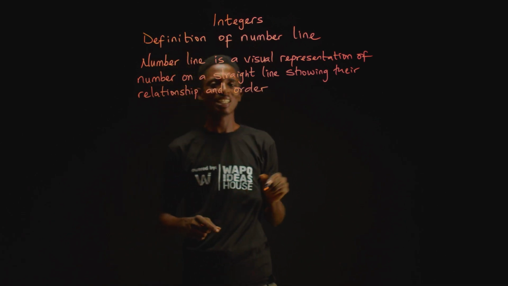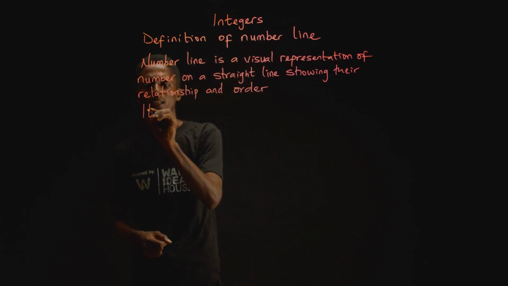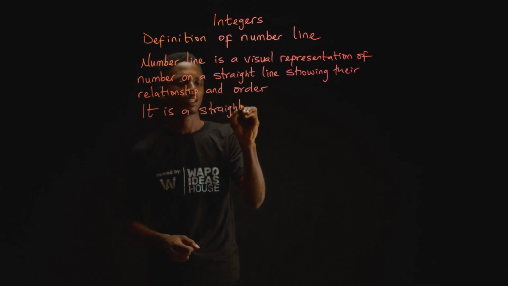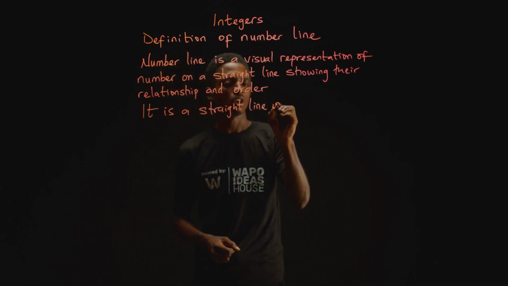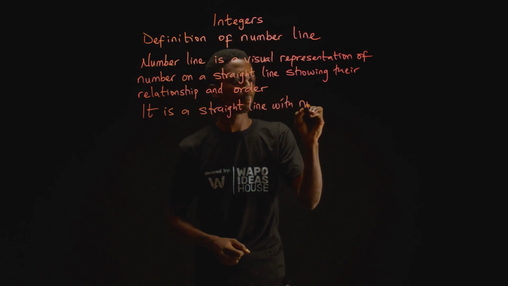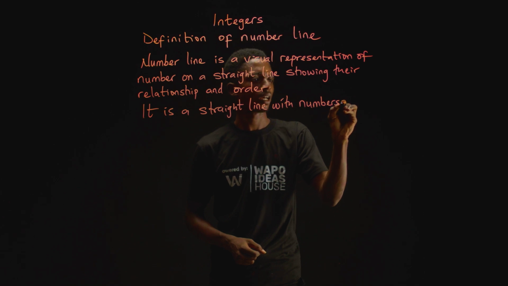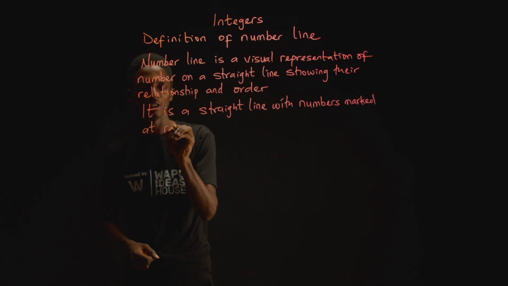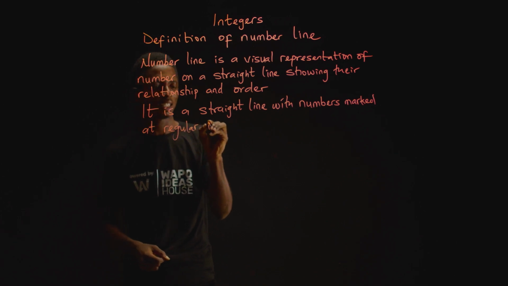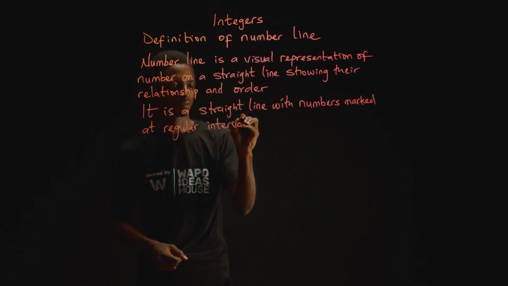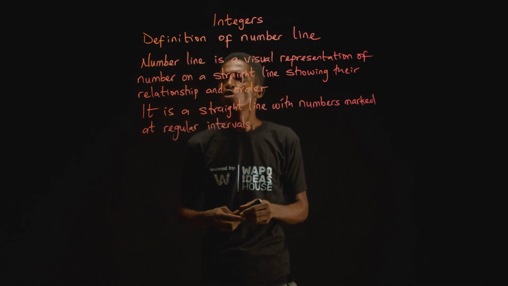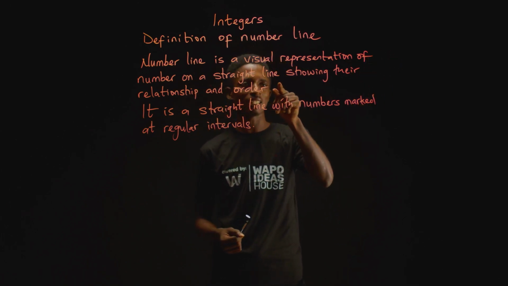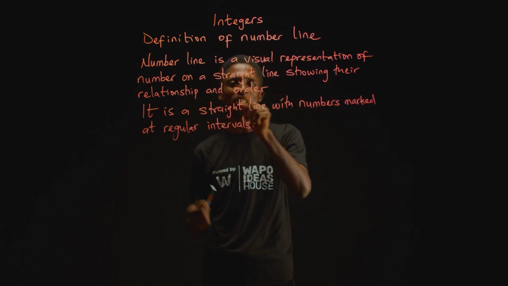To put this in simpler terms, it is a straight line with numbers marked at regular intervals. So we say number line is a visual representation of numbers on a straight line showing their relationship and order.